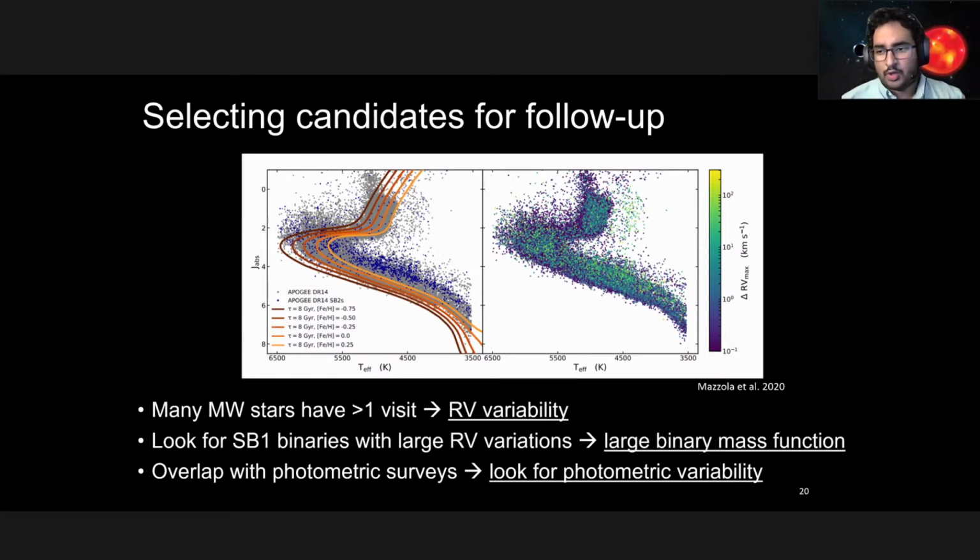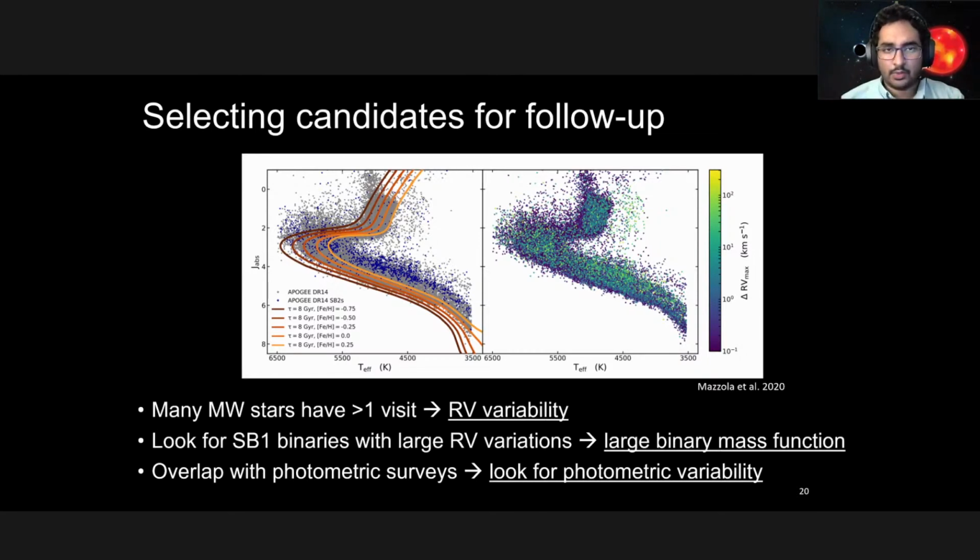A lot of work has gone into the automated identification of these double-line spectroscopic binaries, or SB2s, in these surveys by various groups. In this figure, I've shown a pseudo HR diagram for stars in the APOGEE survey from Mazzola et al. 2020. On the right panel, these stars are colored by the maximal radial velocity change observed in APOGEE. This ranges from a few tenths of a kilometer per second to a few hundred kilometers per second. So this is an excellent data set to actually go in and look for non-interacting systems. And we have been using this very heavily for our projects.